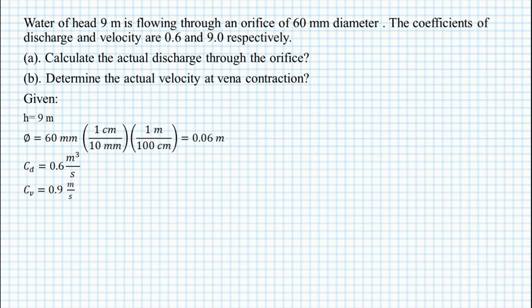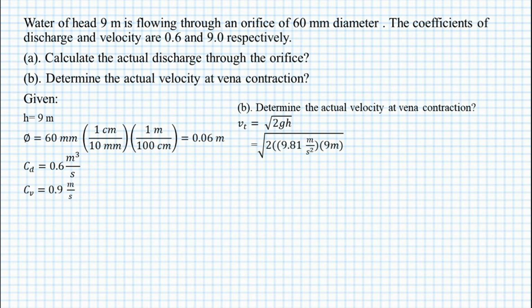Next, we are going to determine the actual velocity at vena contracta. So we are going to solve first the theoretical velocity with the equation theoretical velocity equals the square root of 2 multiplied by acceleration due to gravity times the head. Plug in the values, we have square root of 2 multiplied by 9.81 meters per second squared multiplied by 9 meters, we have 13.289 meters per second as our theoretical velocity.